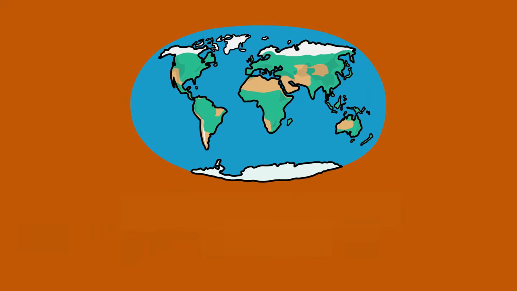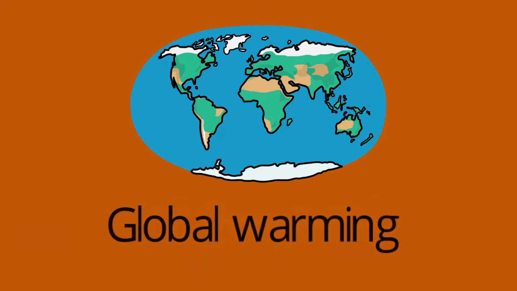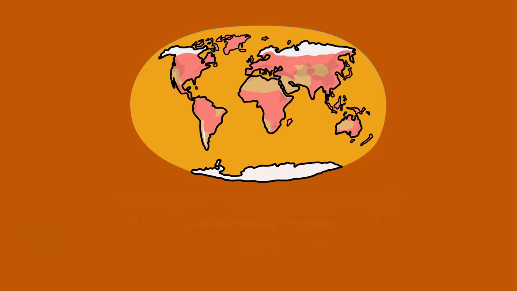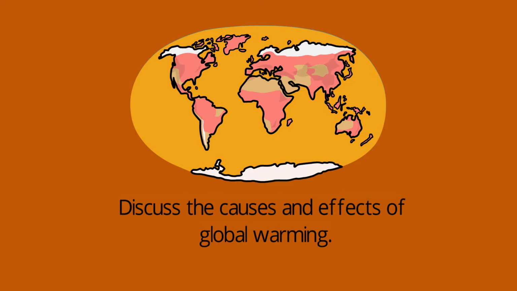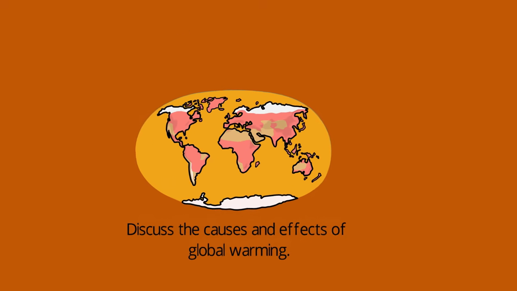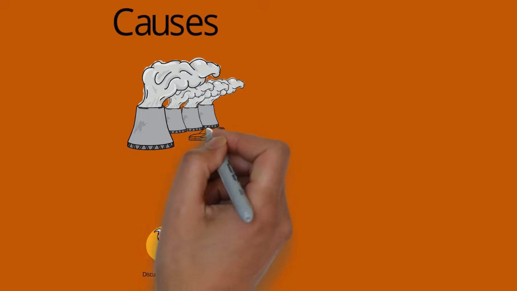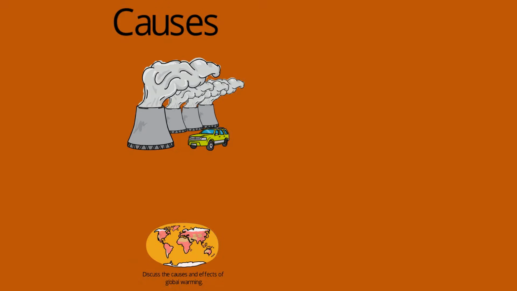So let's imagine we're writing an essay on that first topic, about global warming. So we need ideas that will help us to answer that essay topic, discuss the causes and effects of global warming. So let's first think of some causes. One cause of global warming is the burning of fossil fuels from factories, vehicles and so on, which give rise to greenhouse gases that heat the atmosphere.